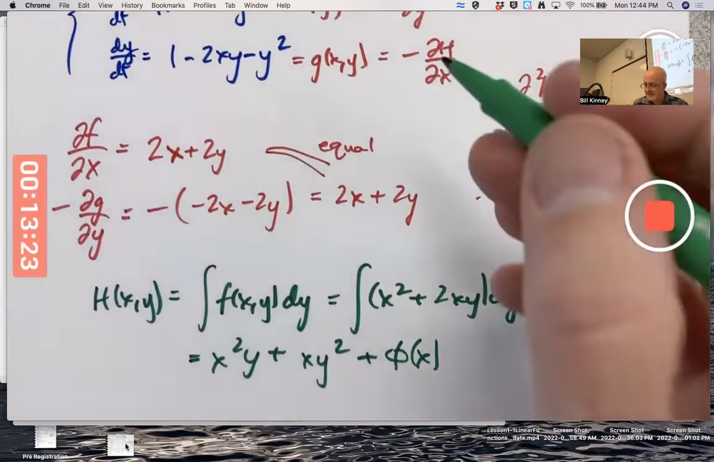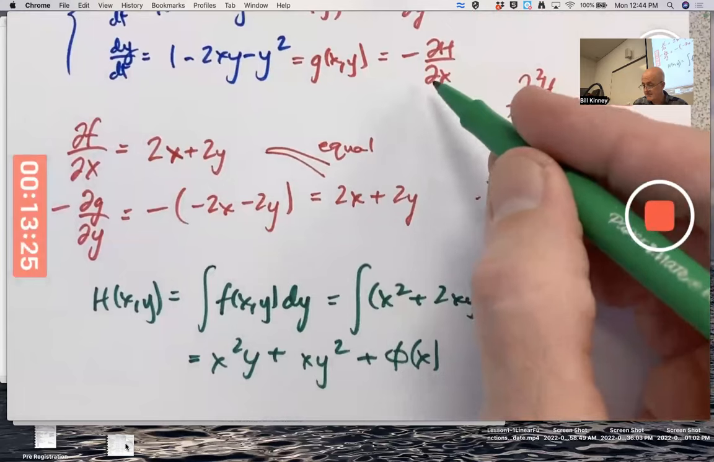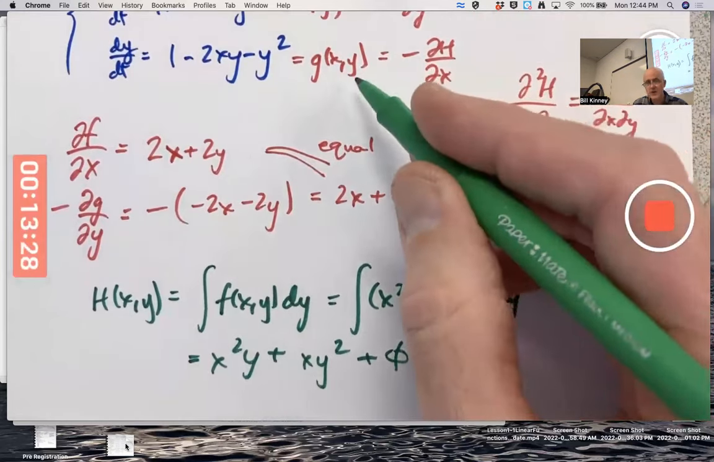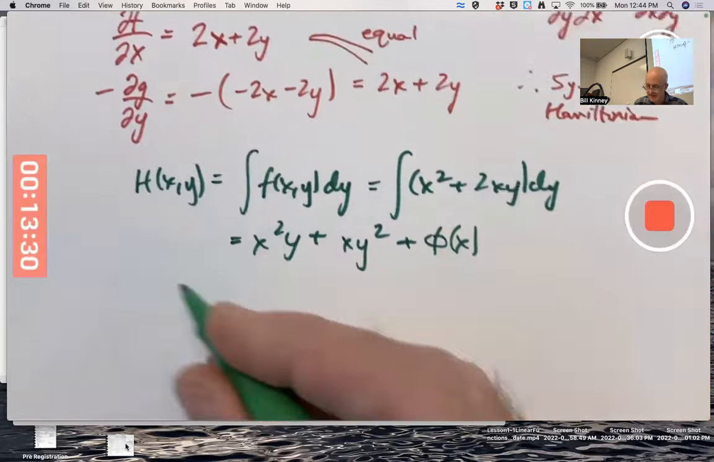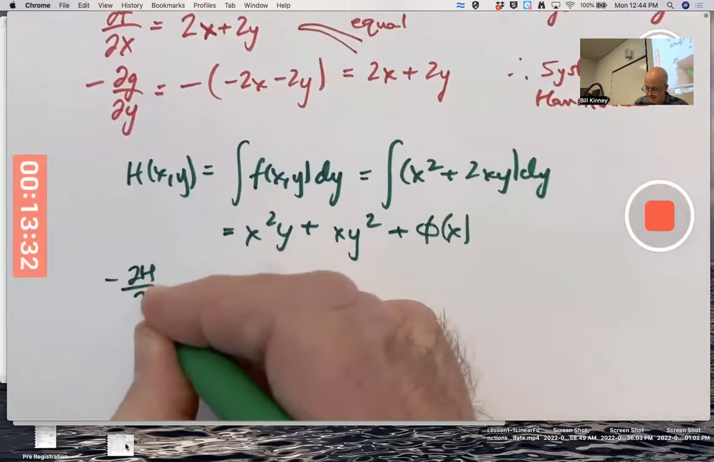I also want the opposite of the derivative of this to equal the function g. So take the opposite of its derivative with respect to x.